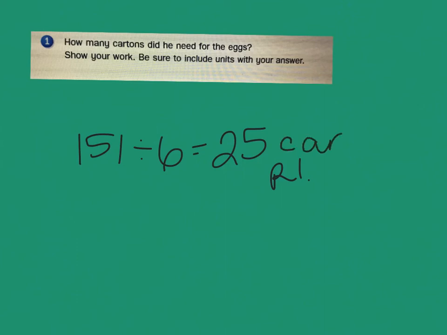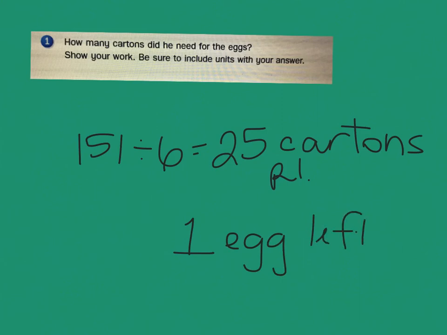So going back to our question number 1, how many cartons did he need for the eggs? We figured out that 151 eggs divided by 6, because 6 eggs fit in each carton, was 25 full cartons with the remainder of 1. Okay, so your answer with the unit included would be 25 cartons, with 1 egg left over.